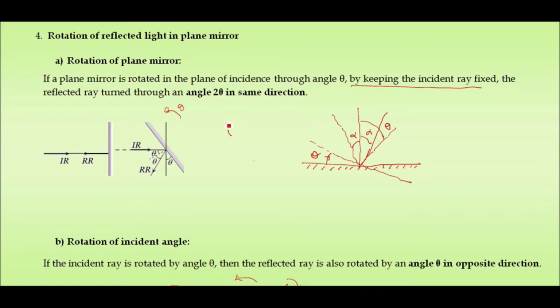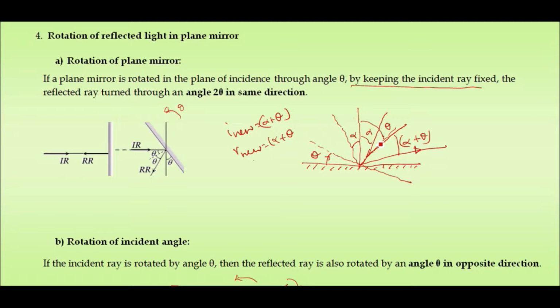So now the new incident angle I new is equal to alpha plus theta, and the new reflected angle R new is equal to alpha plus theta. So the new reflected angle will be made from this line, alpha plus theta. So this is our new reflected light ray.